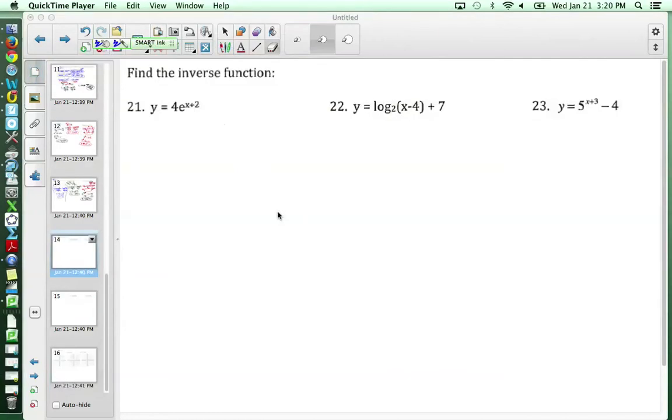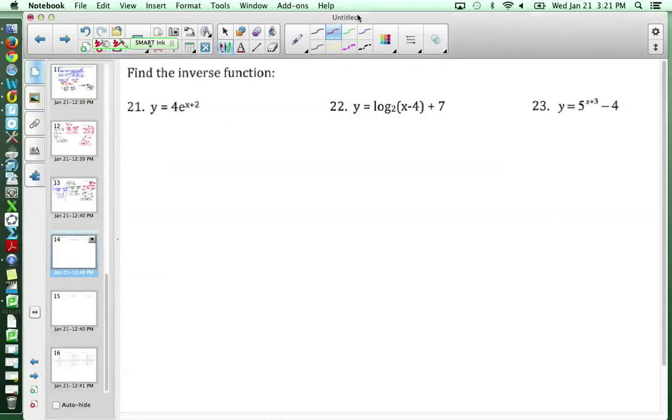Solving inverses is very similar to solving a regular equation. The only trick is that we have two different variables going on in these types of equations. And so we need to do things a little bit differently in some cases in order to find those inverses. So remember, inverses are all about switching those x and y values. So for number 21, we have y equals 4 times e to the x plus 2. We want to switch x and y. So we get x equals 4 times e to the y plus 2.